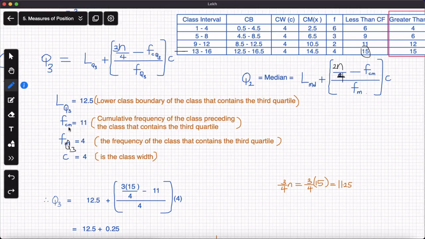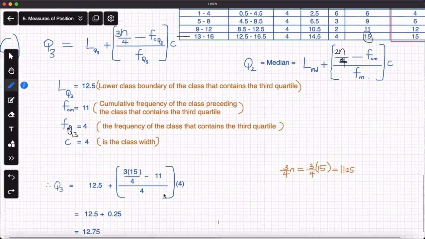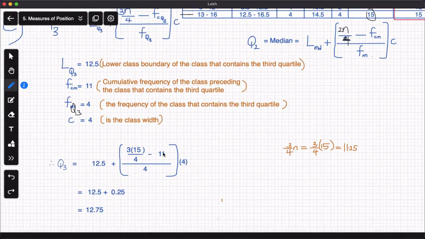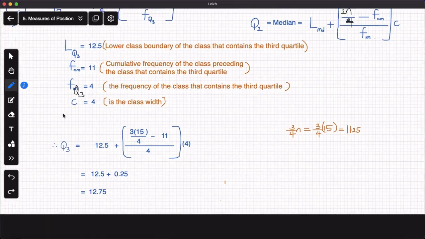And then we will have the cumulative frequency before the class containing the third quartile to be 11 here, and then we will have the frequency of the third quartile class to be 4, and that's because it's actually 4 here. And so the class size or class width is actually 4 also, so we have 4 here. And so when we substitute everything as we should, then we are going to have 12.75 as the third quartile.